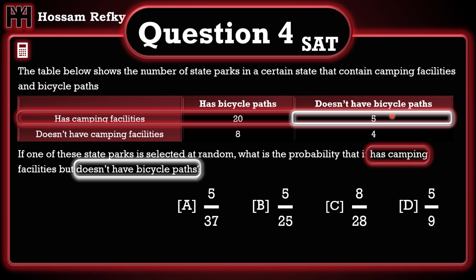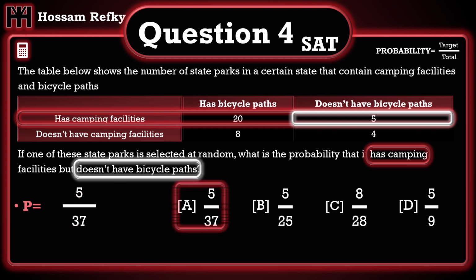So remember the probability rule, it's the target over the total. Our target here is 5, and the total is not even in the table, so we'll have to calculate it ourselves. 20 plus 5 plus 8 plus 4, so it's 5 over 37, so the answer is this one.